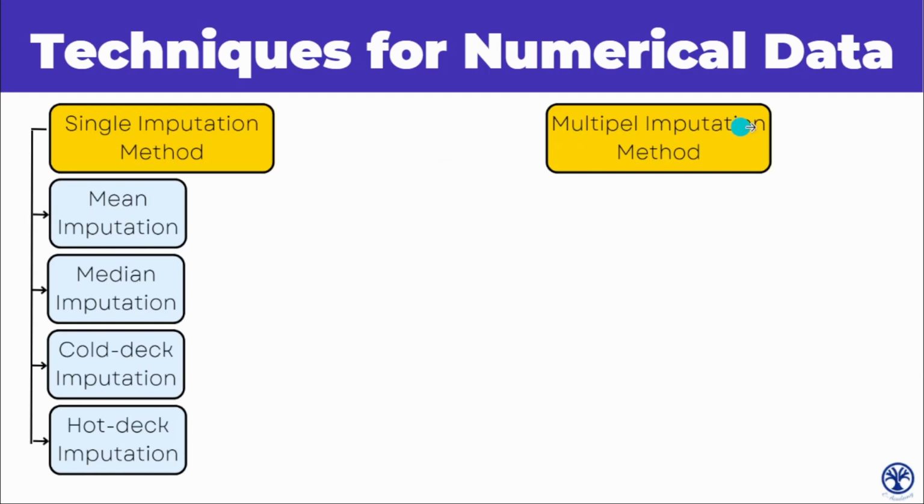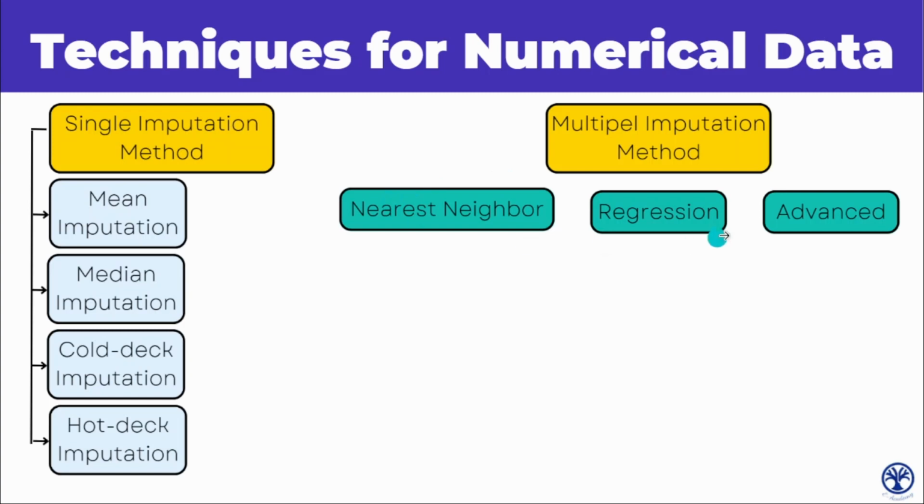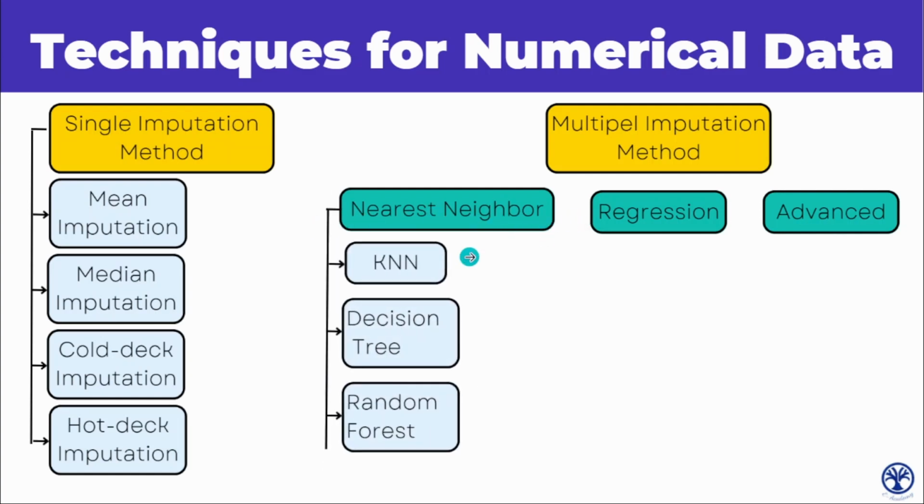When we talk about the multiple imputation method, broadly it is divided into three main categories: nearest neighbor approaches, regression approaches, and advanced approaches. In the nearest neighbor category, there are three main approaches. Like k-nearest neighbor, which we have discussed in our previous video, and this is one of the most famous techniques, KNN, among researchers. It has high precision and accuracy as well.